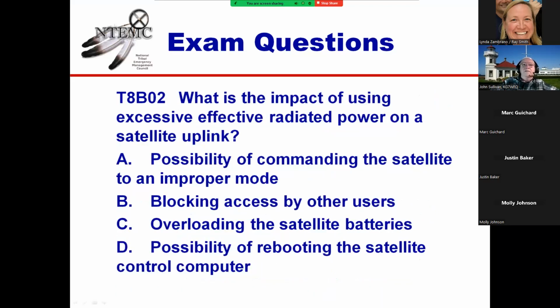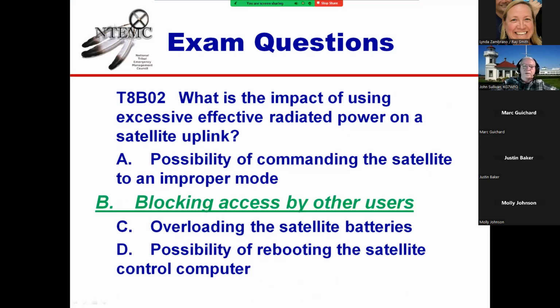What is the impact of using excessive effective radiated power on a satellite uplink? Well, you're not going to command the satellite into an improper mode. They've got safeguards against any tampering with the satellite, obviously. But you're going to block access by other users. You're not going to overload their batteries, has nothing to do with their batteries, or reboot the satellite computer. You're basically going to block other people from using it.